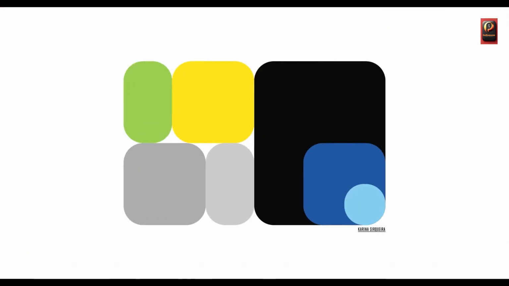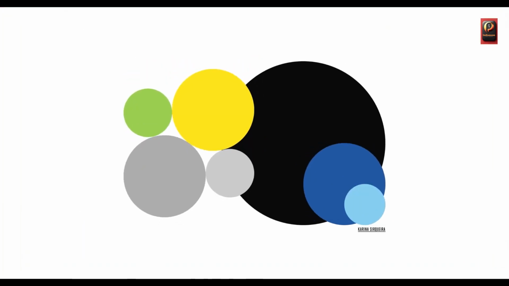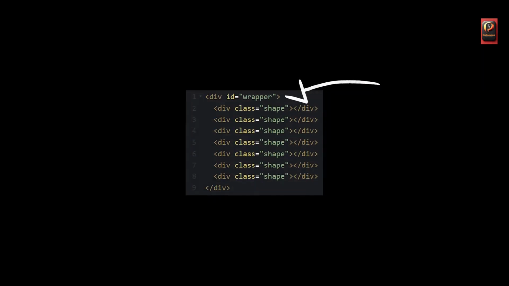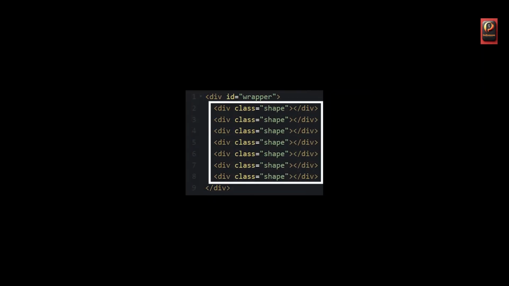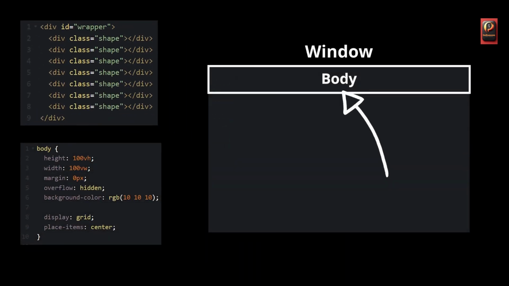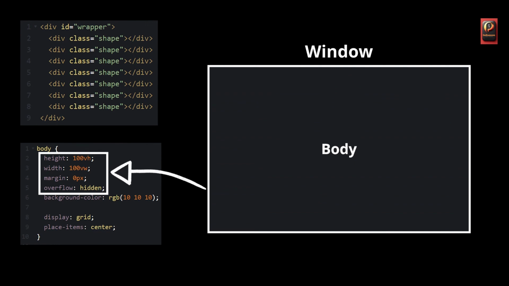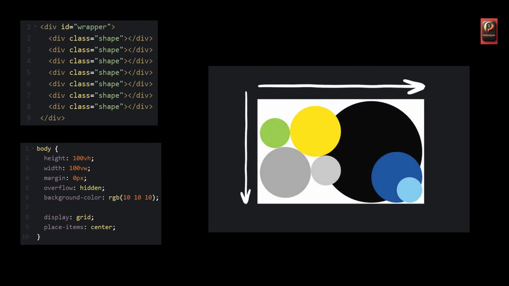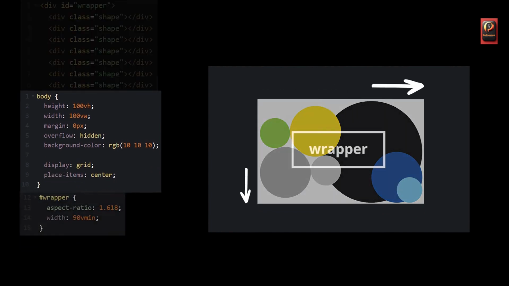I certainly don't have time to get to all that today, but since I've been needing some Zen shapes in my life lately, I want to know how to recreate them. I know I'll need a wrapper and I'll need to put 7 shapes inside. I want the body of the page to take up all of the available area, and I want to place the wrapper in the center.